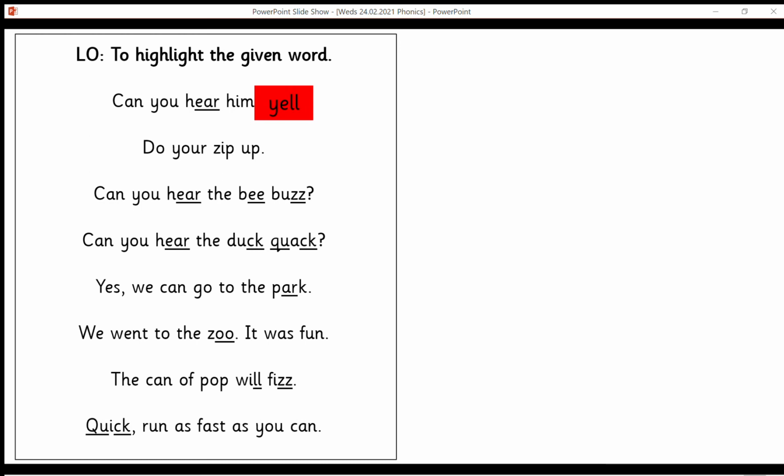Okay, Rex Robot arms ready. Off we go. Do your zip up. Do your zip up. The word you are looking for is zip. Can you put your finger on it?